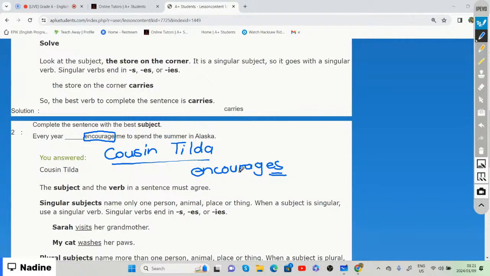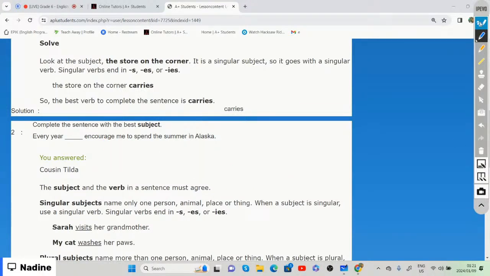Well done. Yes, encourages is correct because we have a singular subject, which means that we need to use a singular verb that ends in S, ES, or IES. And encourages is correct. Well done.